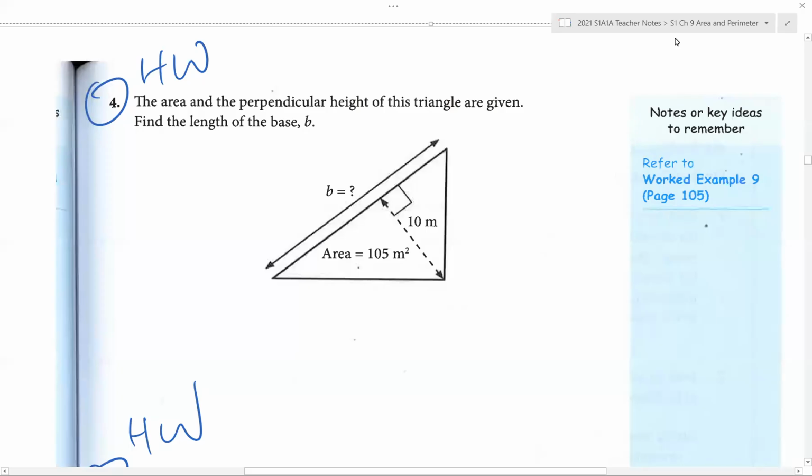Anybody? Area and perpendicular height are given. Find the length of the base. This question has got to do with the area of a triangle. We start off with the formula. Okay, anybody wants to try? Any one of those standing up?